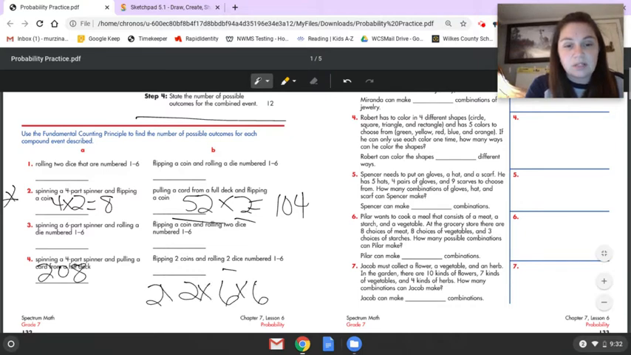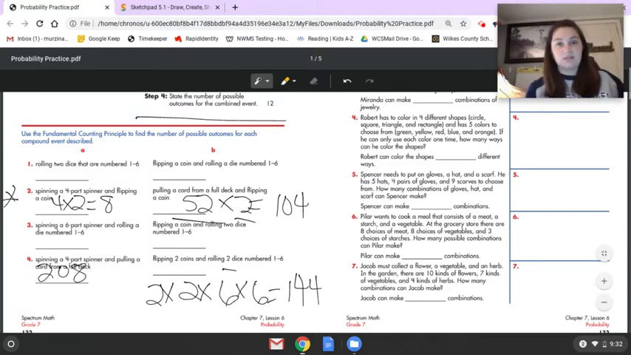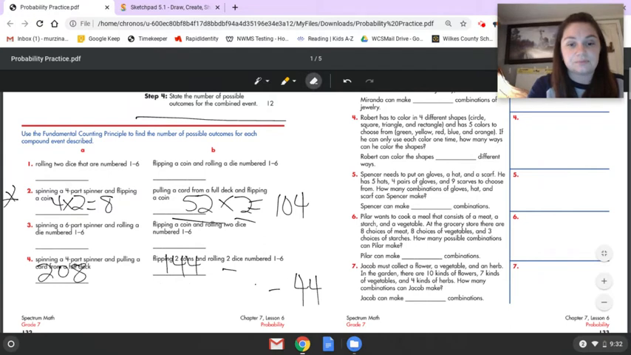So we're going to multiply all of those together, and we're going to find out that there is a total of 144 possible outcomes in this scenario. This one has 4 elements to it, and that would be a very, very large tree diagram and sample space. So there would be 144 possible outcomes for that situation.